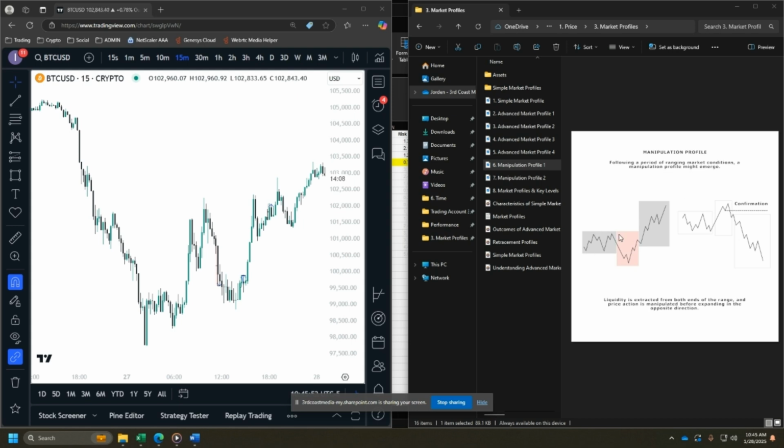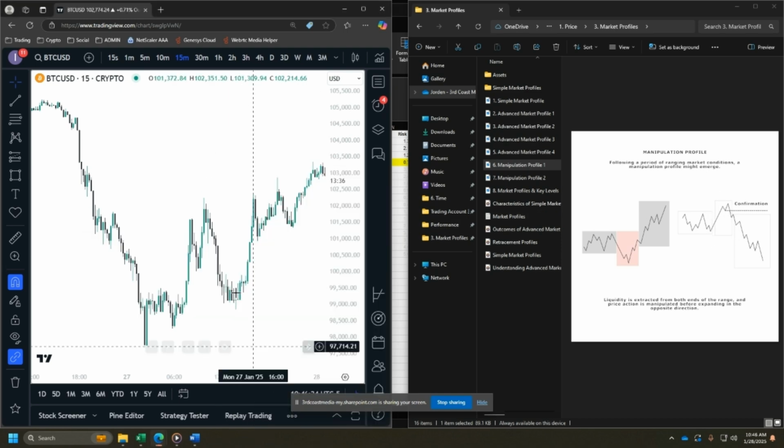You have a range, then we have liquidity being extracted from both ends of the range. So in this case, this is up and down. And then we have a sort of confirmation point before the expansion upwards. Again, that's illustrated over here. We have the confirmation point before the expansion downward after the manipulation here.